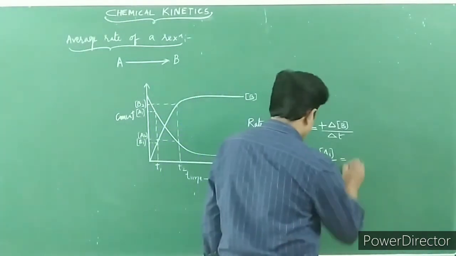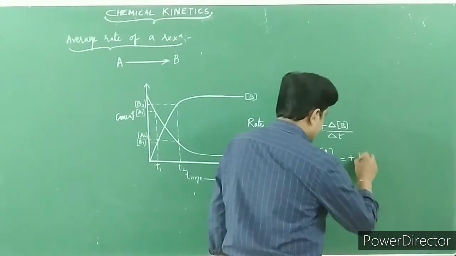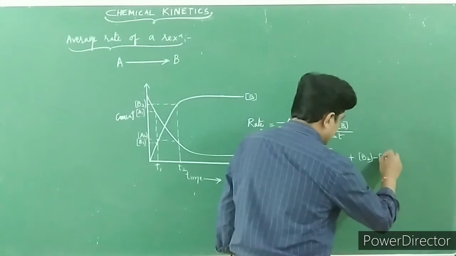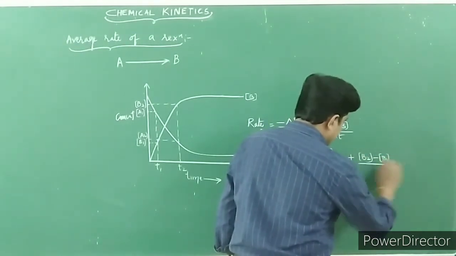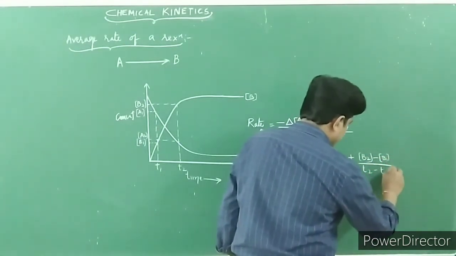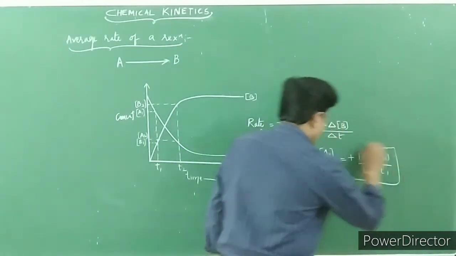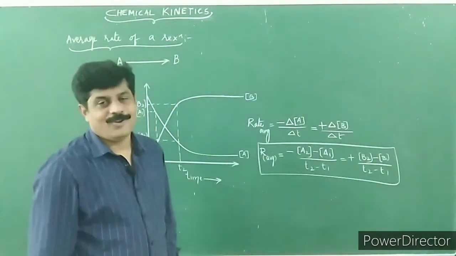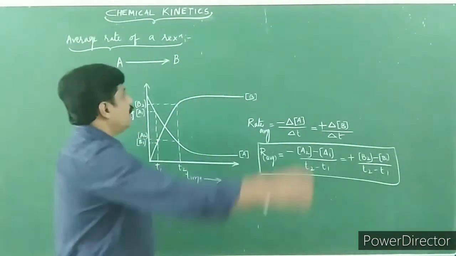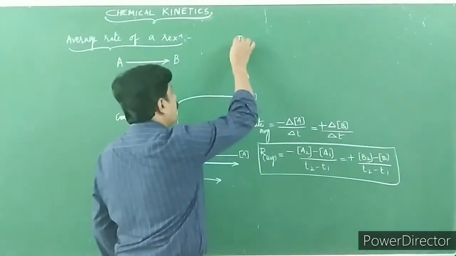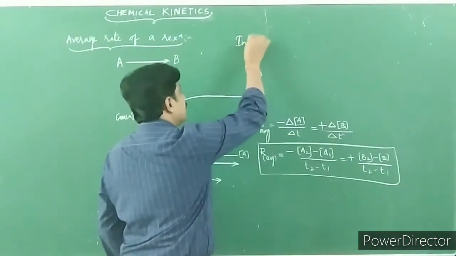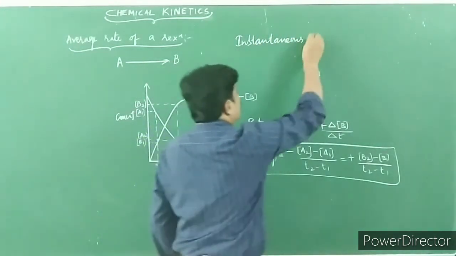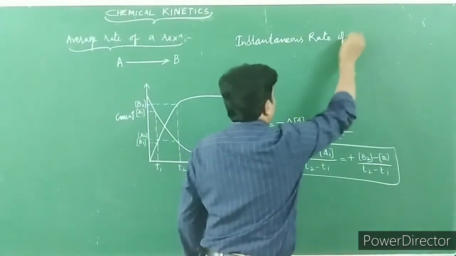That is equal to plus concentration of B2 at T2 minus concentration of B1 at T1 upon T2 minus T1. Children, so this is how you are going to find out the average rate of a reaction. Hope you understand that. Now let me quote one more important topic, that is instantaneous rate of a reaction.